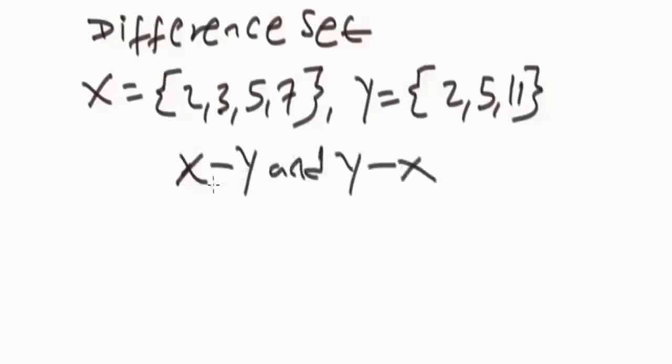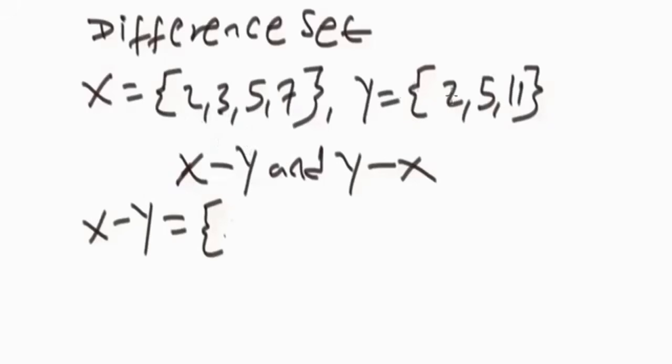So what this means: X minus Y means the difference between X and Y. What it means is you should find the elements in set X not in set Y. As you can see, in set X we have 2, and in set Y we have 2 too, so we're not going to include 2. We're going to remove this 2 and keep the ones in set X that are not in set Y.